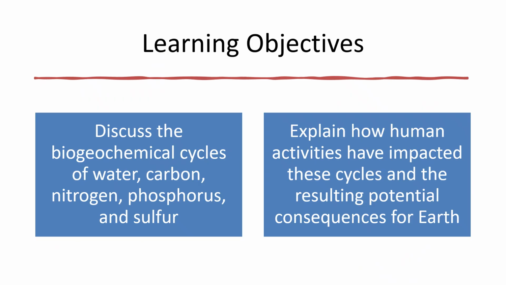By the end of this section, you should be able to describe the major biogeochemical cycles, understand their key steps, and explain how human activity can disrupt them. We'll also connect these processes to real-world environmental issues.